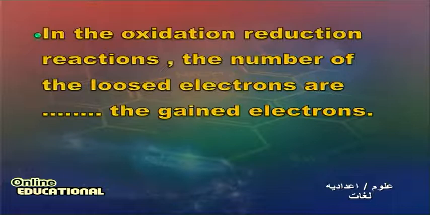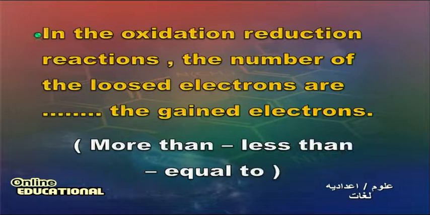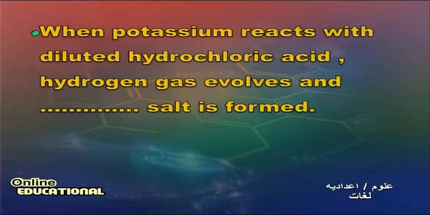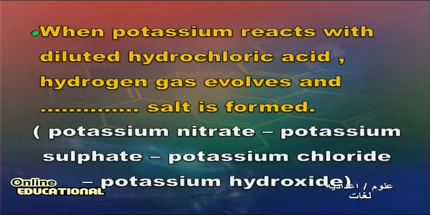Zinc reacts with diluted hydrochloric acid while copper doesn't react with the same acid. We can write the equation: Zn plus 2HCl produces zinc chloride, ZnCl2, plus hydrogen. But copper doesn't react with the same acid, because zinc is more active than hydrogen, but copper is less active.